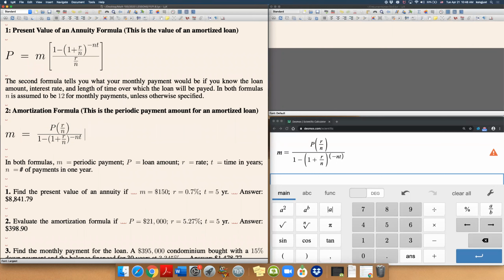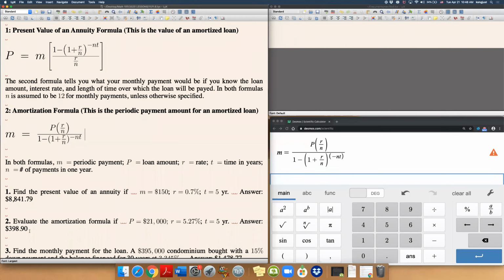In both formulas, M is the periodic payment, P is the loan amount, R is the rate, T is time in years, and N is the number of payments in 1 year. So N is similar to the number of compounds in a year. If you think back to the old annuity formula, the number of compounds is the same as the number of times that you paid in 1 year. Basically, there's not really anything new, because we've seen M before for the periodic payments. P is basically the principal, how much you're borrowing, the starting loan amount. So that's pretty much it.